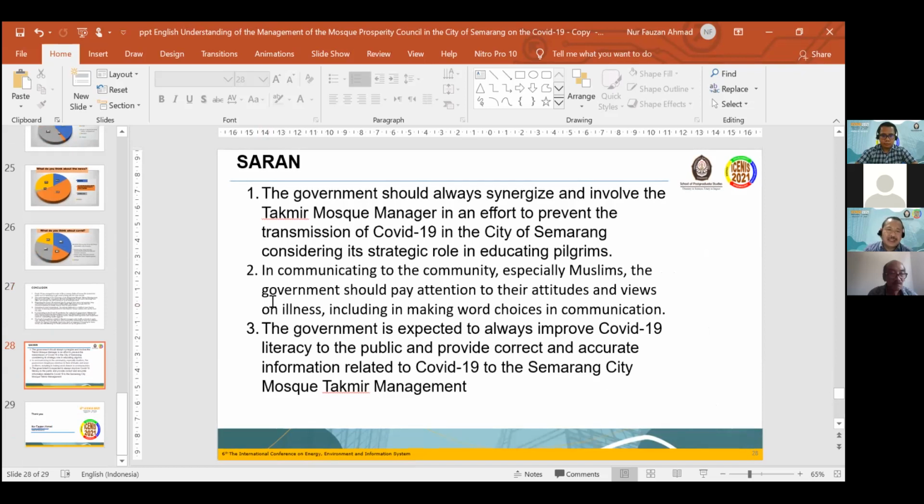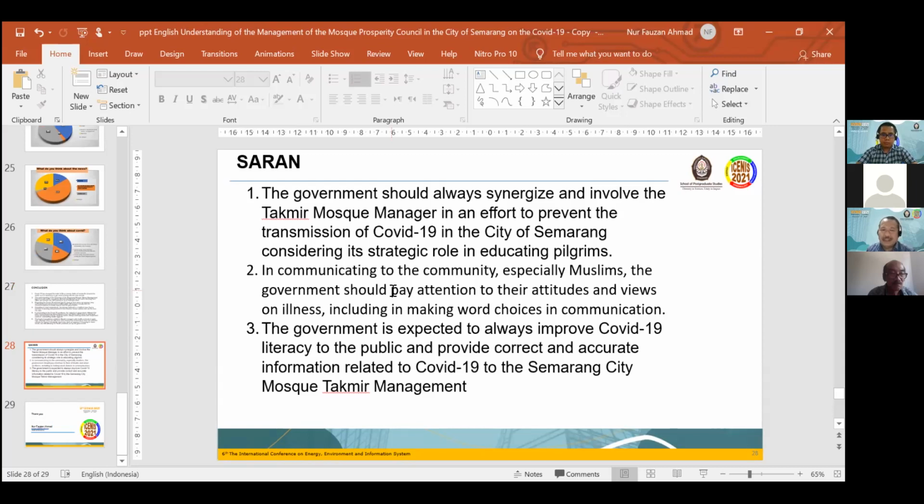As recommendations: 1, the government should always synergize and involve the Takmir Mosque managers in efforts to prevent the transmission of COVID-19 in the city of Semarang, considering their strategic role in educating pilgrims. 2, in communicating to the community, especially Muslims, the government should pay attention to their attitudes and views on illness, including in word choice and communication methods.